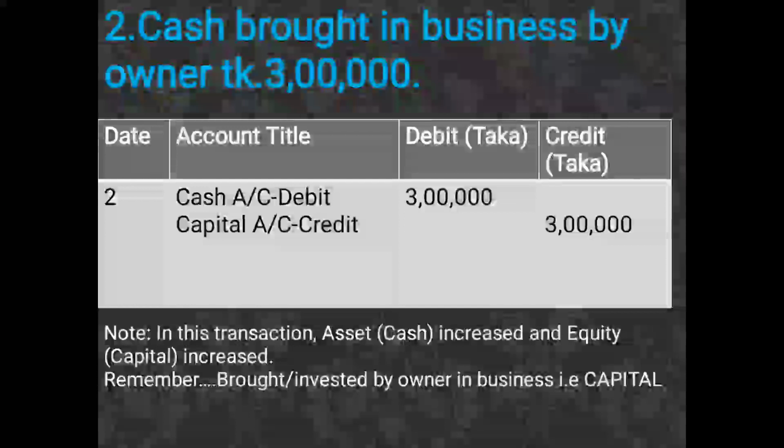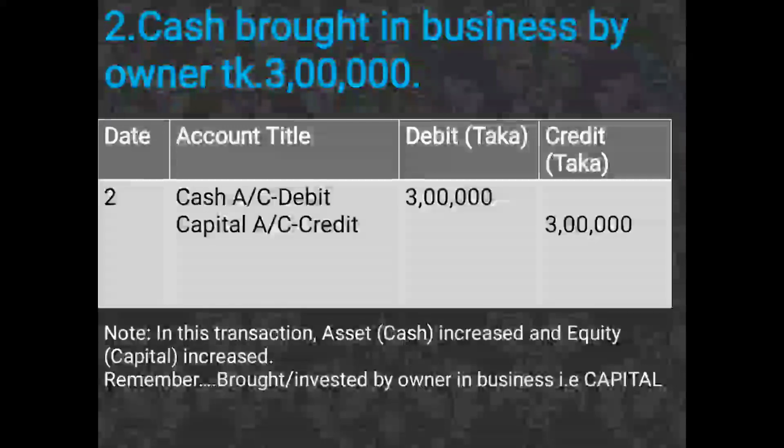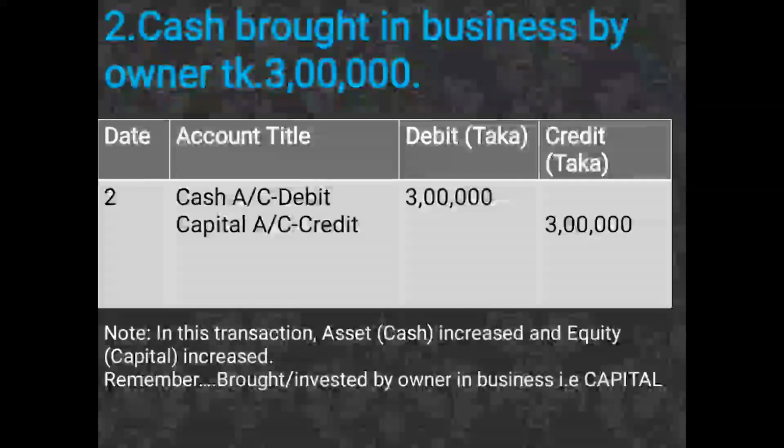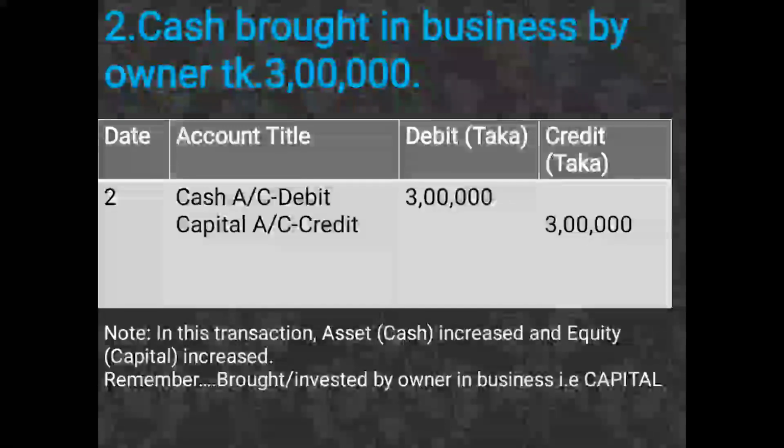For this transaction, cash in business, that is cash, one kind of asset, increases, and cash brought by owner, that is the capital amount is brought in business. So cash increasing means asset increasing. When asset increases, then asset account is debit, and when capital is brought in business, then equity increases. So cash account debit, capital account credit for this transaction.